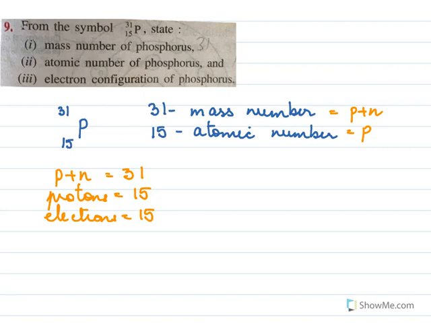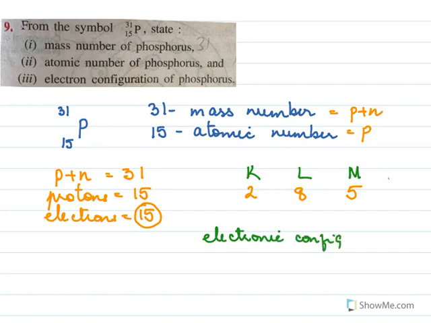Now let's do the electronic configuration. K, L, M, N. So we have to distribute 15 of them. So 2 in the first, 8 become 10, and 5. So we don't require the N shell. So electronic configuration of phosphorus will be 2, 8, 5.